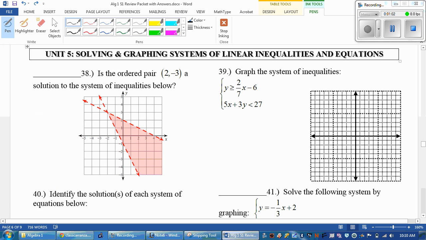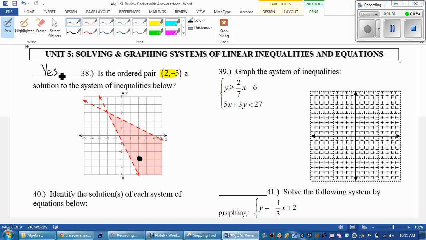So here we go. Number 38, is the ordered pair (2, -3) a solution to the system of inequalities? So what I'm going to do is graph (2, -3), and there it is right there. Is that a solution? Well, yeah, it's a solution because it's in that shaded area, and that's all they want. All right, let's look at number 39.